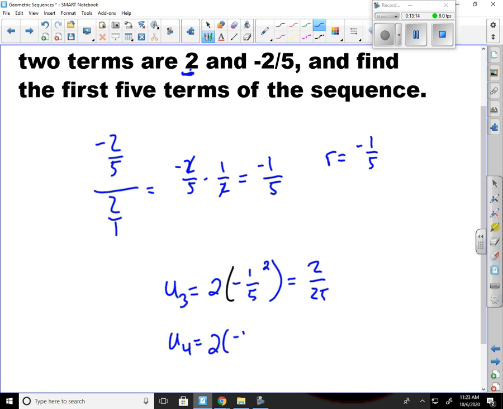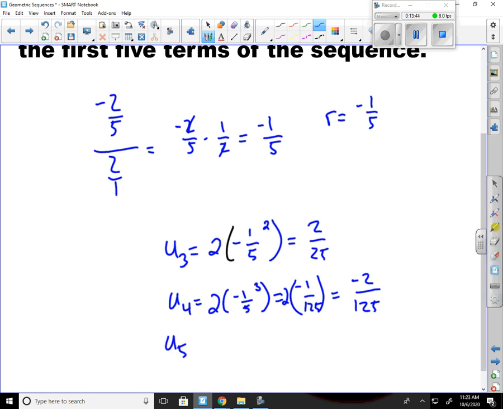Find my U sub 4. That's 2 times negative 1 fifth to the 4 minus 1, which is the third power. Negative 1 to the third remains negative 1. 5 to the third is 125, times 2 gives me negative 2 over 125. U sub 5, 2 times negative 1 fifth, then it's to the 5 minus 1, or the fourth power. Negative 1 to the fourth becomes a positive 1. 5 to the 4th is 625. 2 times 1 is just 2. So there's my first five terms of the sequence.